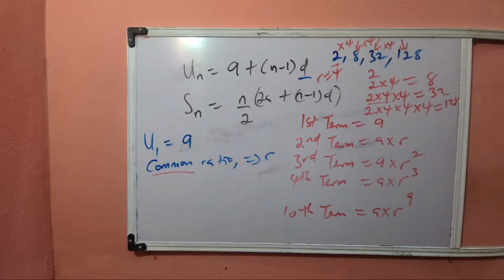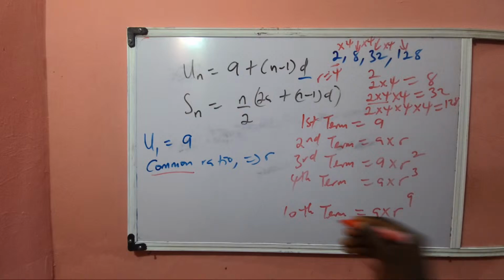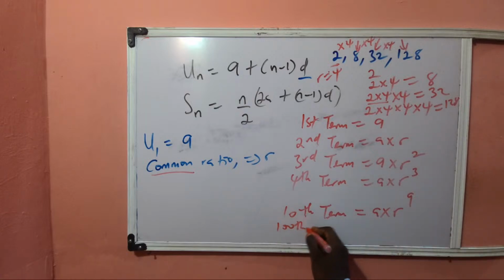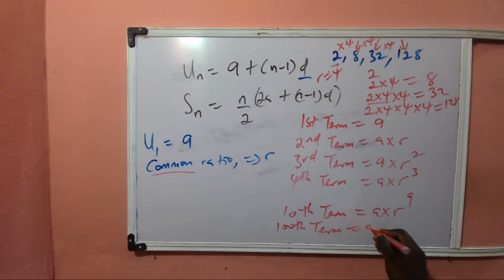And you can go on to infuse that into any particular term. The 100th term of a GP will be a times r raised to power 99. So it's the same format everywhere at all times. All right, so this is the first basis I want you to be reminded of when you're dealing with GP.